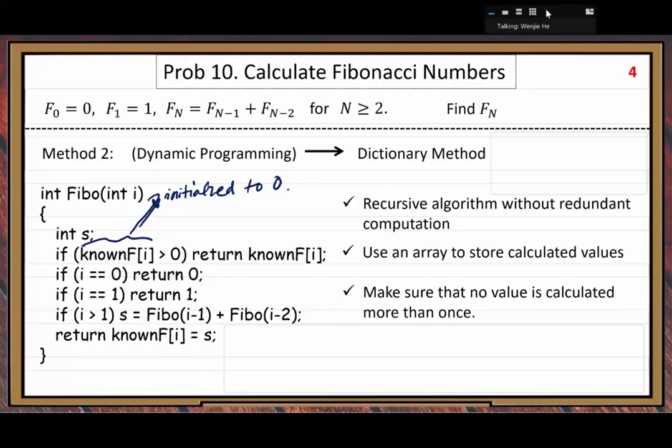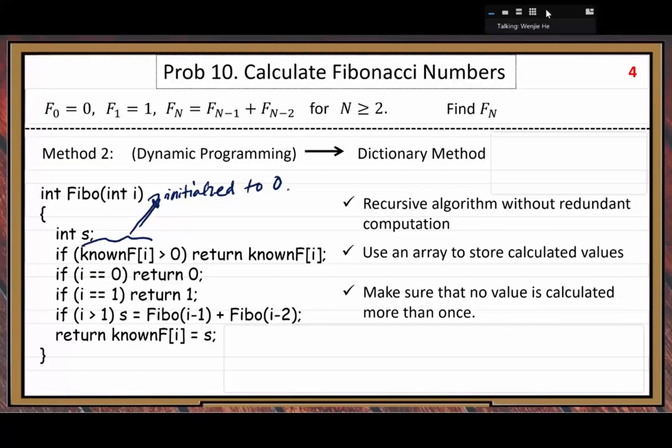After that, 2 base cases, 0 and 1. Then recursion, you stop. So after you do the recursive function calls, fib of I minus 1 and fib of I minus 2, you store the result in the temporary variable S. Then before you return S, you assign it to known f of I. You update it.